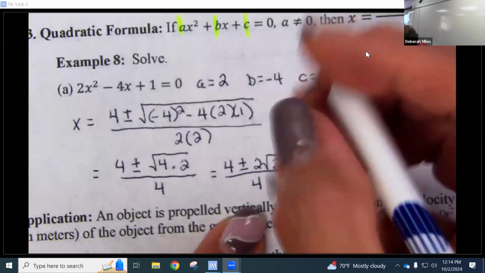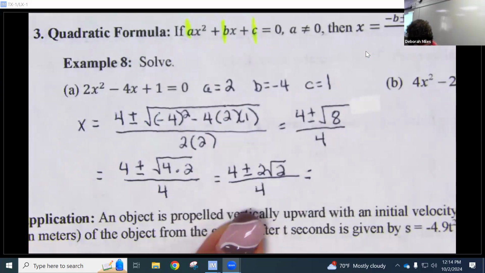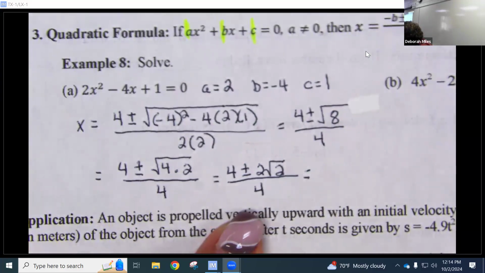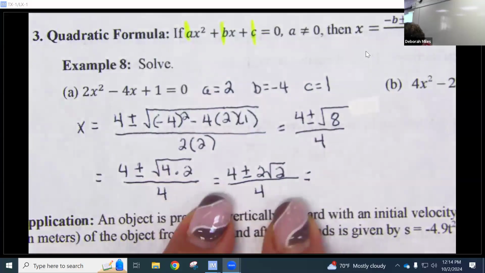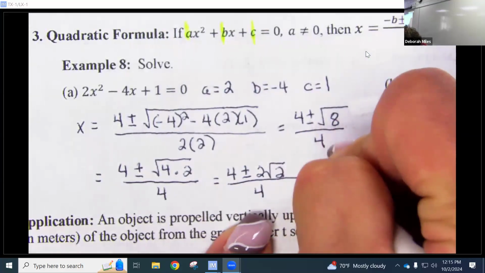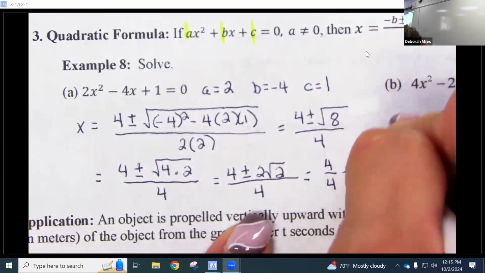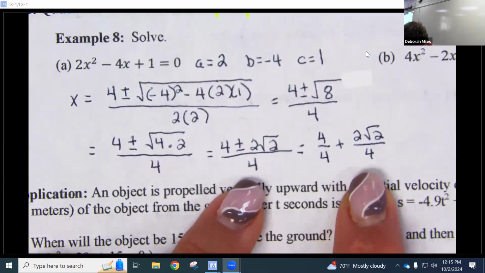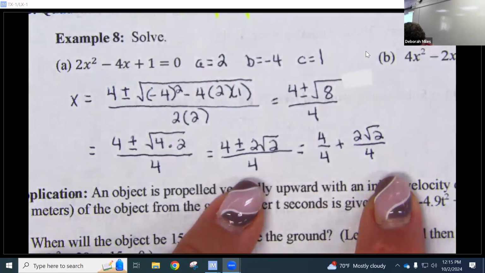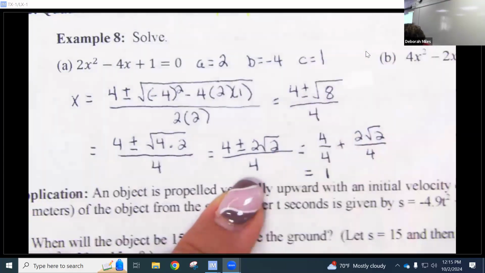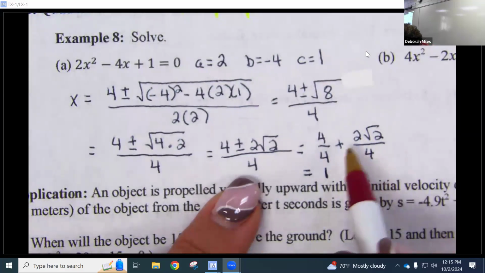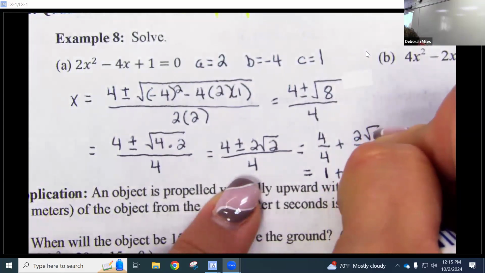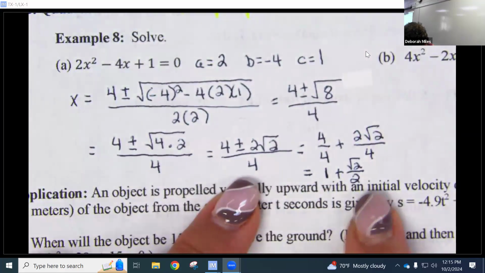All right, finally, to get this answer in the way that MyLab wants you to enter it on the computer in your homework, split that into 2 fractions. 4 over 4 plus 2 square root of 2 over 4. And just reduce each fraction. 4 over 4 is 1. And 2 square root of 2 over 4 is just square root of 2 over 2.